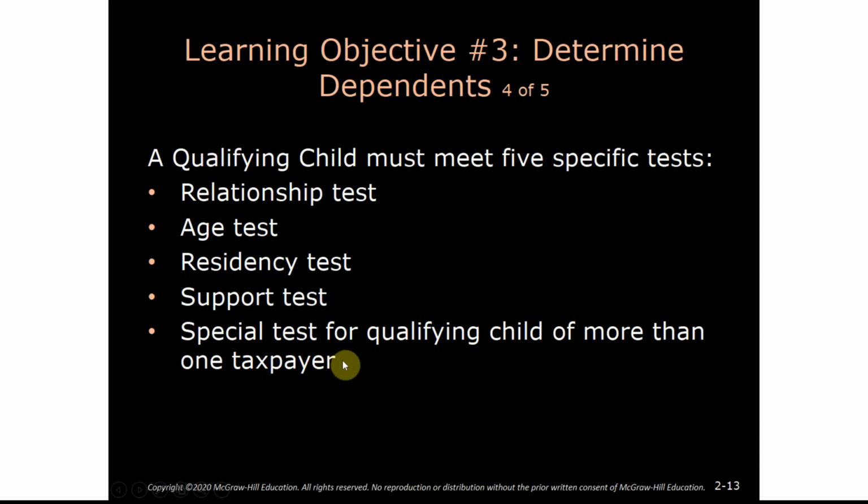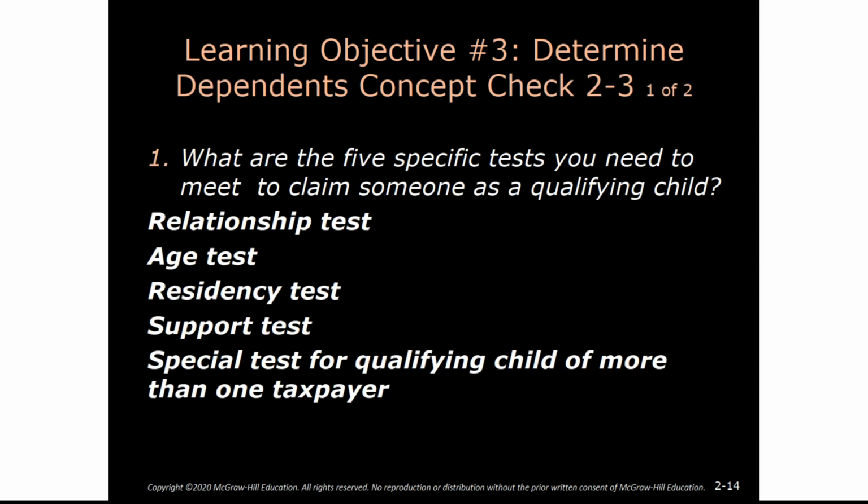And then a special test for a qualifying child of more than one taxpayer. This comes up sometimes with married or formerly married couples that are now divorced, and they're negotiating to see who can claim the child as a dependent. There are some tests listed in the text that you can look at to determine who would be able to claim the child when more than one person provides support. For example, if only one of the persons is the child's parent, then because they're the parent, they would get to claim the child as a dependent and get the tax benefit.